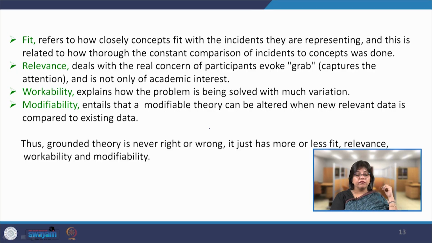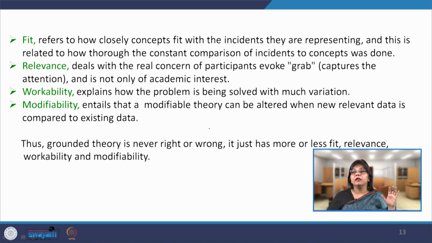And the other is modifiability. It entails that a modifiable theory can be altered when new relevant data is compared to existing data. This is the most flexible component of grounded theory, that whenever new information is coming, the researcher is free to update the available information and make it more robust. So, the theory can be modified until there is exhaustion of information coming to the researcher. So, this is the most important component to ascertain the validity, that is to alter or update the relevant data and compare with the previous or the future ones and come to a proper solution.